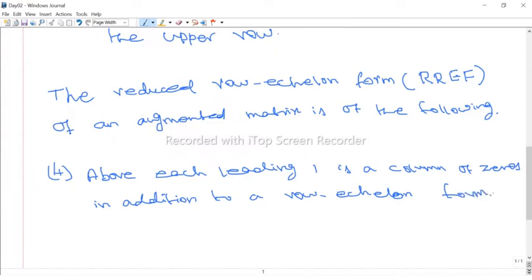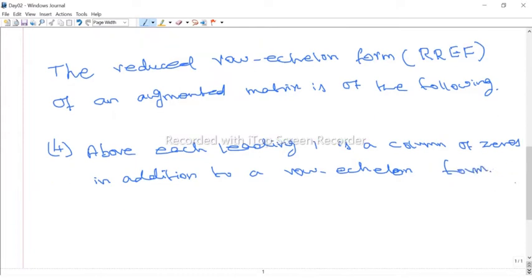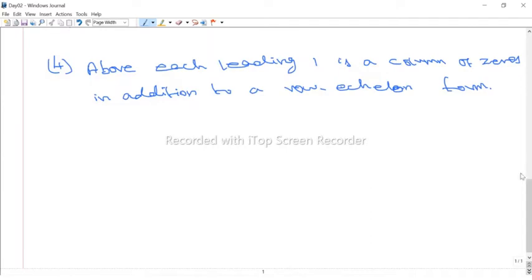So for example, if we take some examples, then we will say which one is row echelon form, which one is reduced row echelon form. So maybe you can take some examples. We have some matrices. Suppose I am writing here 1 0 0, 0 1 0, 0 0 0. This is the first matrix.